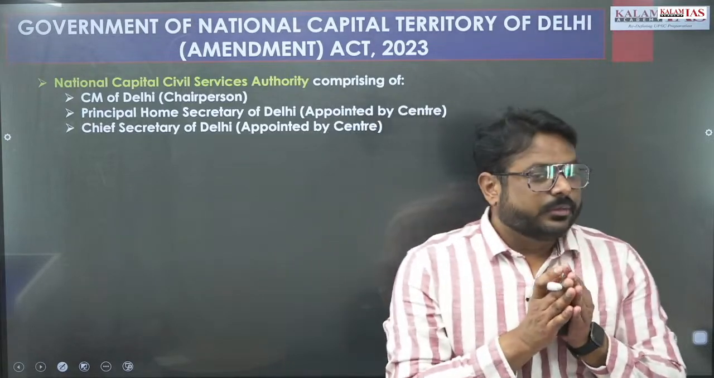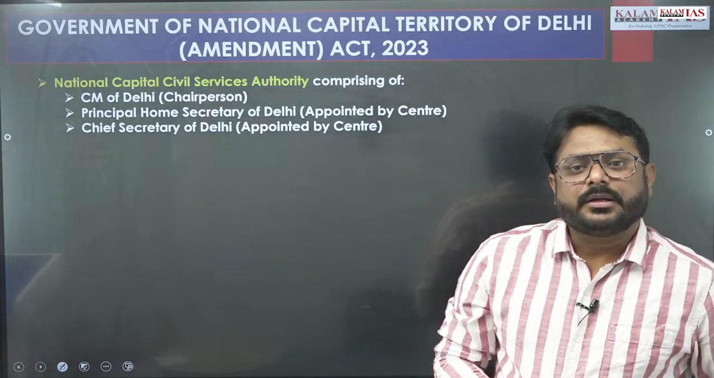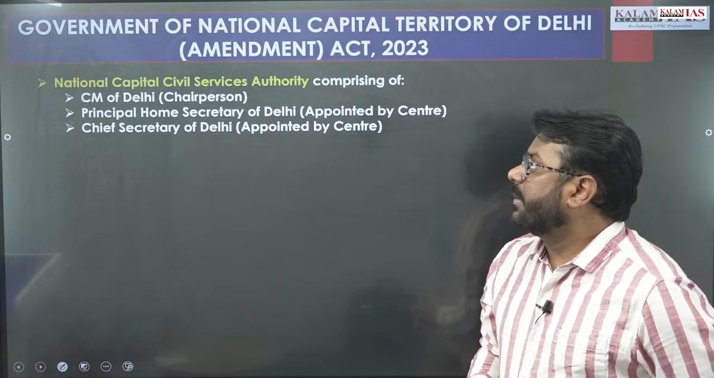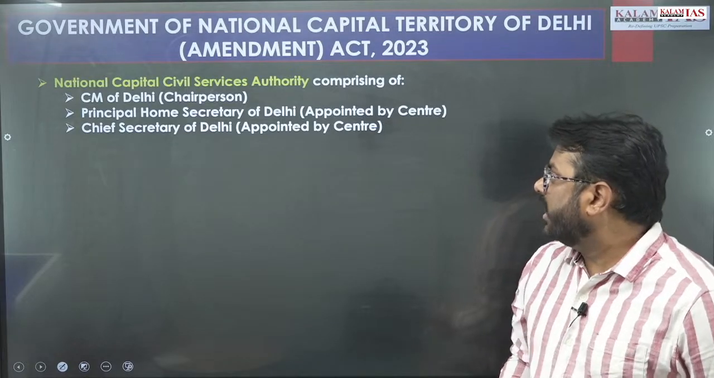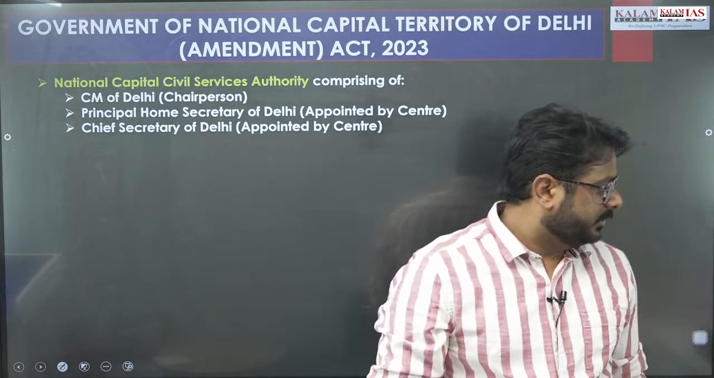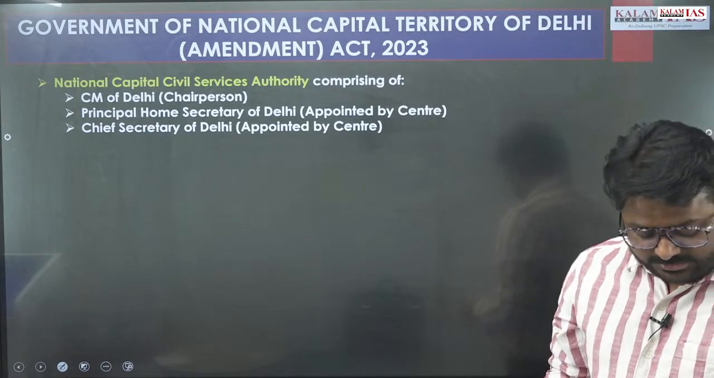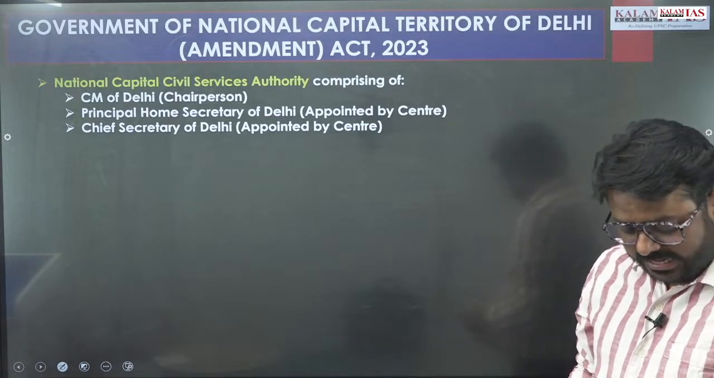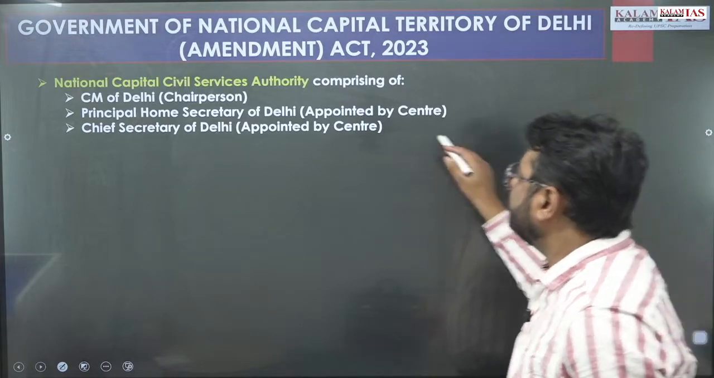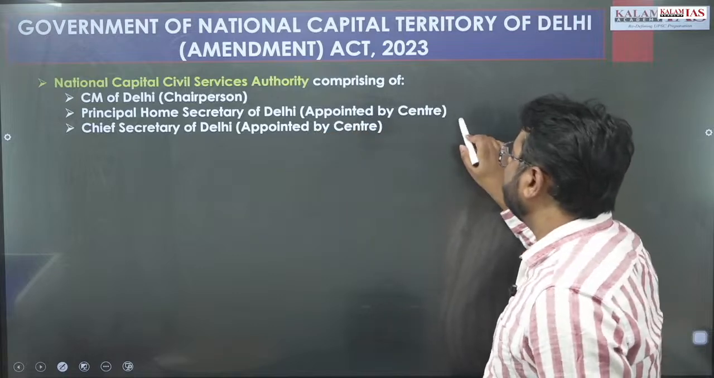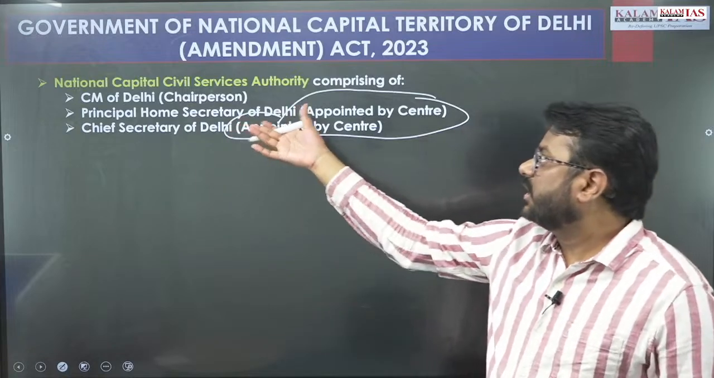The National Capital Civil Services Authority comprises the Chief Minister of Delhi, the Principal Home Secretary of Delhi appointed by the Centre, and the Chief Secretary of Delhi appointed by the Centre, right. So these three persons will be there. As you know, these two persons are appointed by the Centre only, and the Chief Minister of Delhi will also be there.